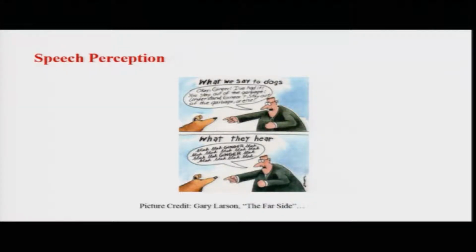There is this cartoon made by Gary Larson under the Far Side Gallery. I borrowed it to illustrate a particular point. There is this gentleman who says, what do we say to dogs? And it could be dogs or cats or any other person whatsoever, and you see that the person is saying a lot of things. So he's saying, for example, okay Ginger, I've had it, you stay out of the garbage, understand? Ginger, stay out of the garbage or else. And the next part is pretty interesting, because Ginger is actually not hearing anything else, only Ginger is listening to her name.